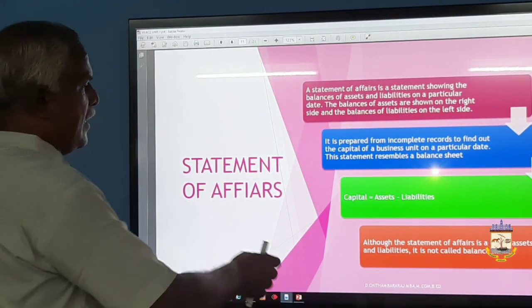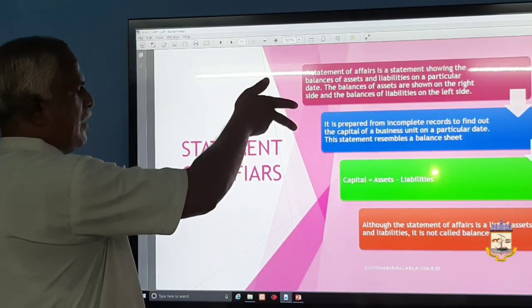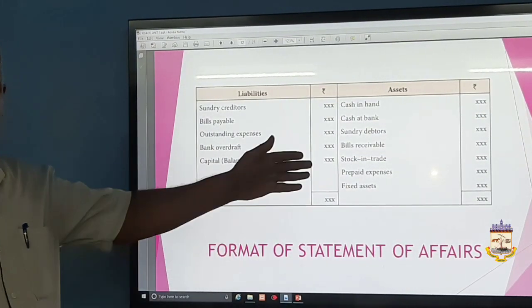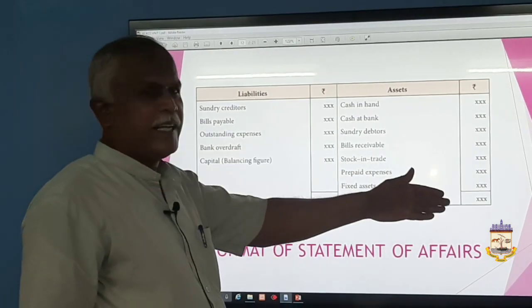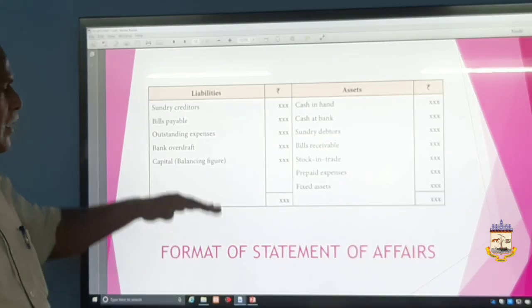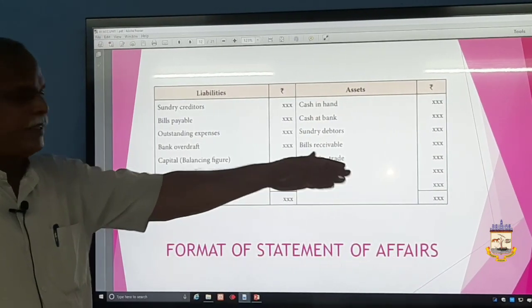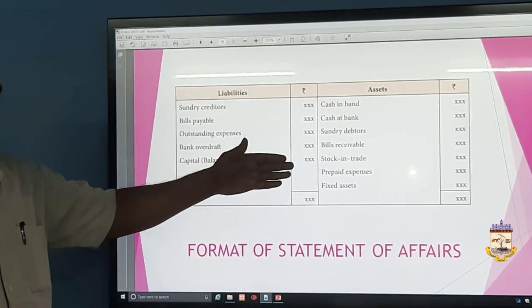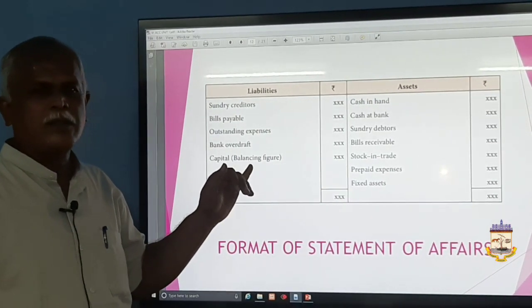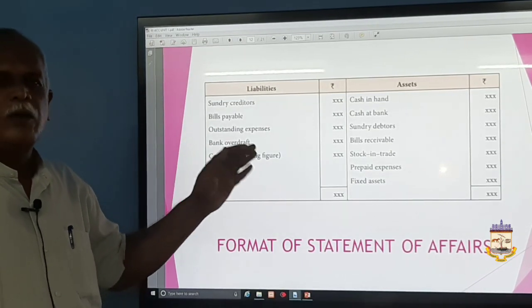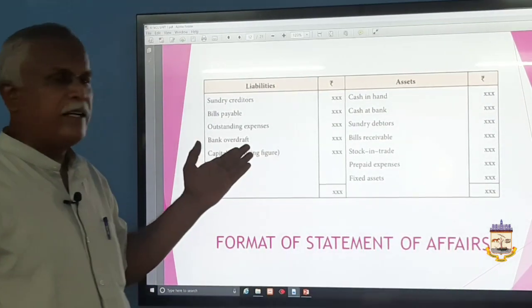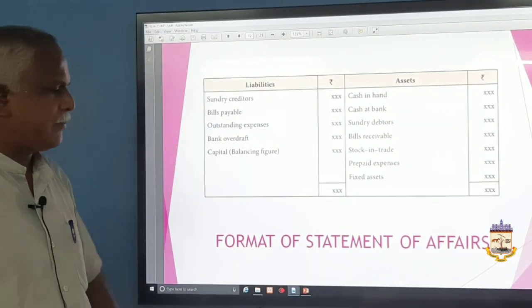Now let us see the format of statement of affairs. How does it look? It looks like a balance sheet but it is a statement of affairs. We write assets on the right side, write the liabilities on the left side, balance it out. First add the assets, bring it here, then balance it out. We find out the balancing figure like in ledger accounts. How do you prepare the closing balance of the ledger account? Same way here we balance and then find out the capital on the particular date.